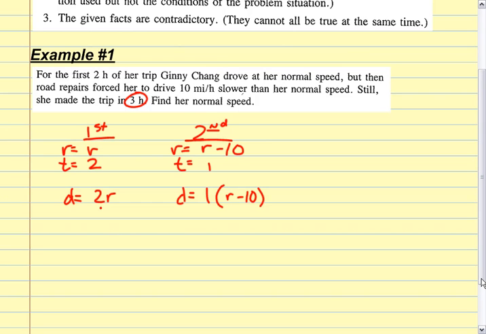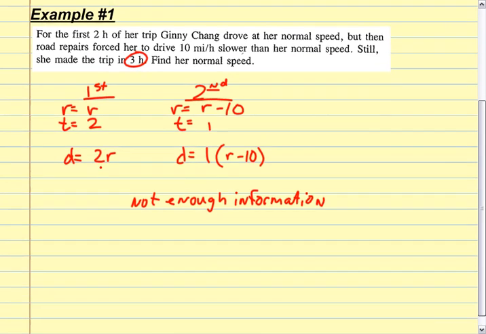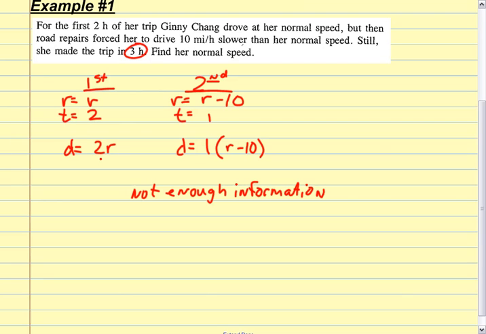So our answer is not enough information. We need the length of her trip, or we need to know that they're equal to each other before we can write an equation. All right, those are the 2 possibilities with distance. All right? Okay, good job. Let's look at the next one.